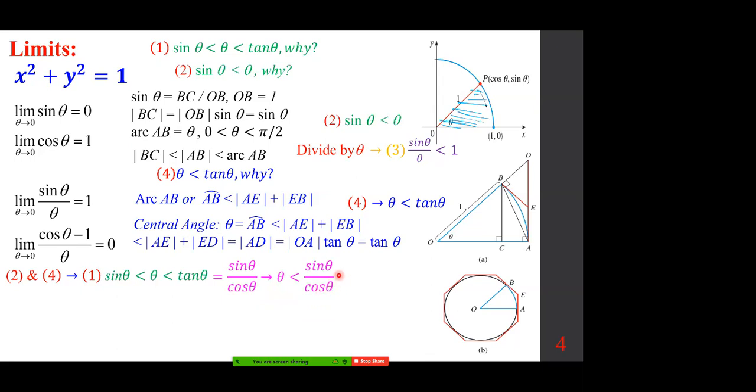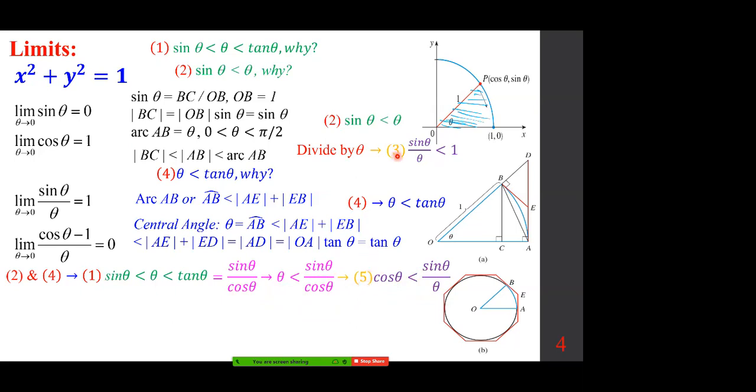I can multiply by cosine and I can divide by theta. Remember, all of them are positive, because if they are not, it flips the sign. In other words, I can interchange theta and cosine theta. This is basic algebra class. Cosine becomes less than sine over theta. And so we give it number 5.